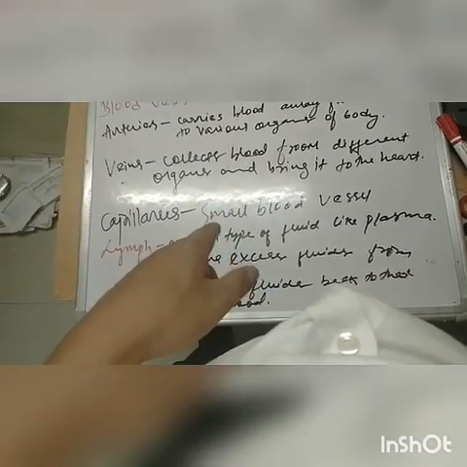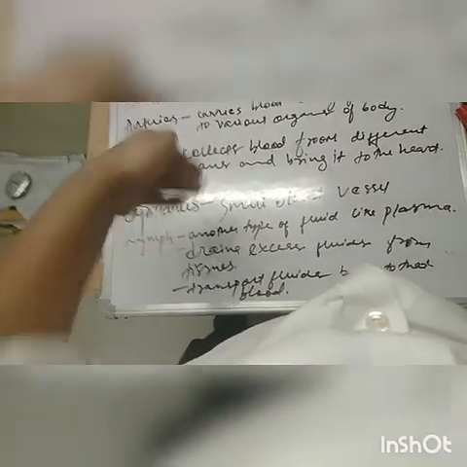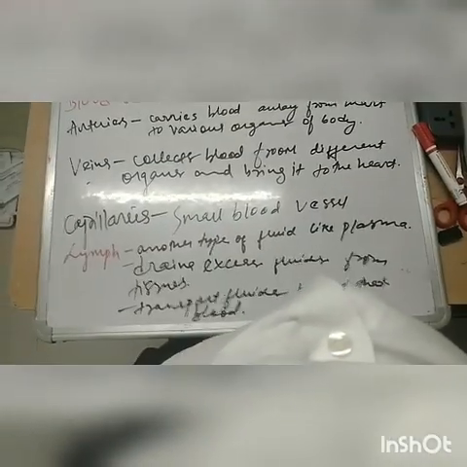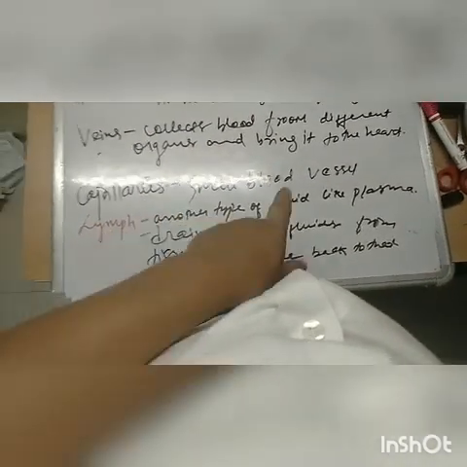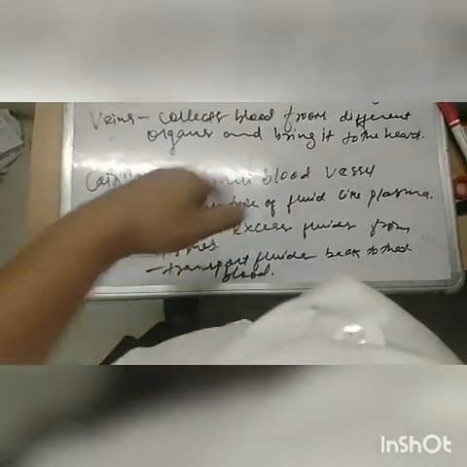We have studied in respiration how blood capillaries help in diffusion of carbon dioxide and oxygen. Oxygen is coming from alveoli towards blood capillaries, and the carbon dioxide is going out from blood capillaries to alveoli. Capillaries are also important in transport of blood.